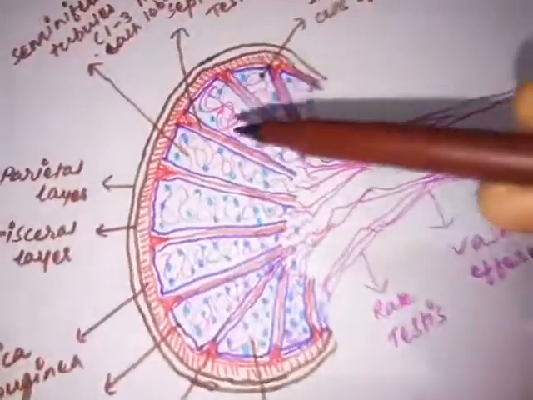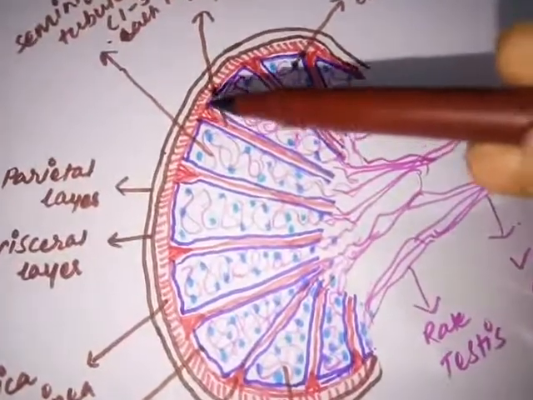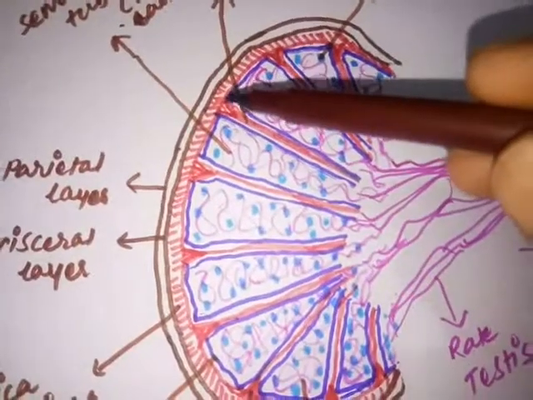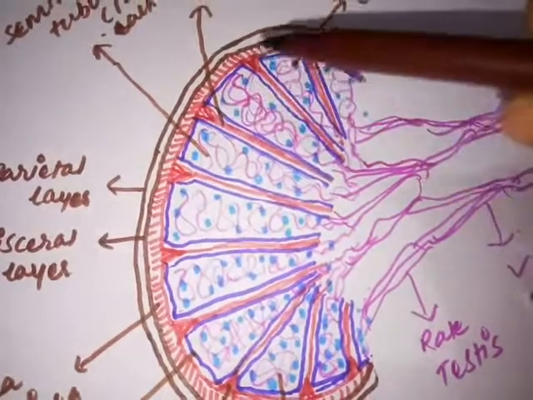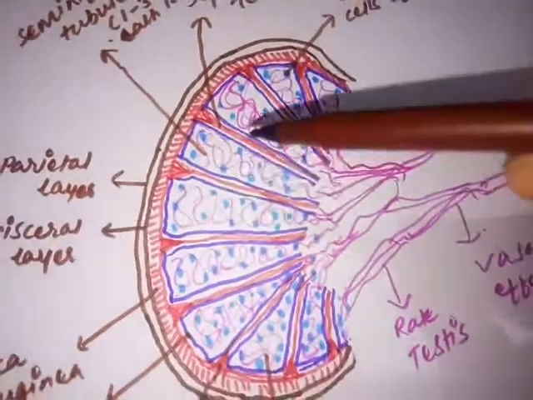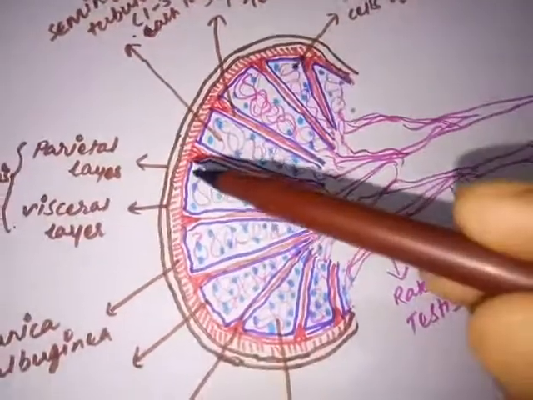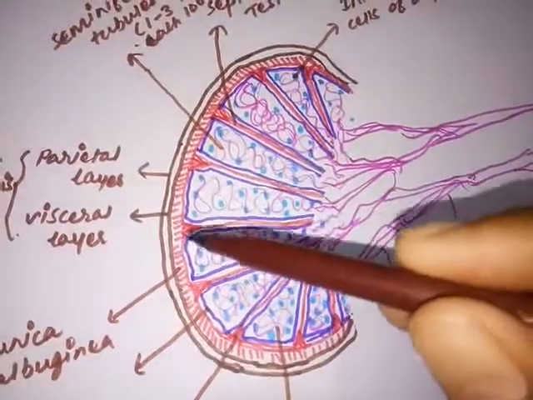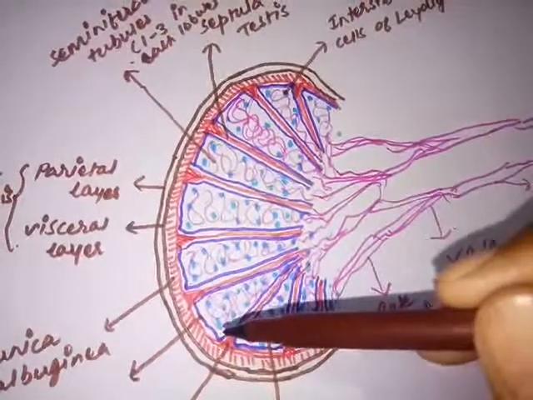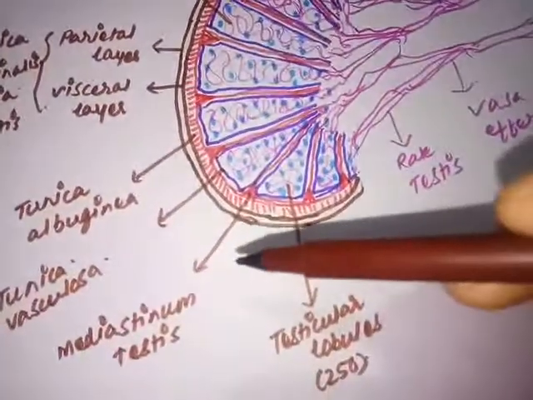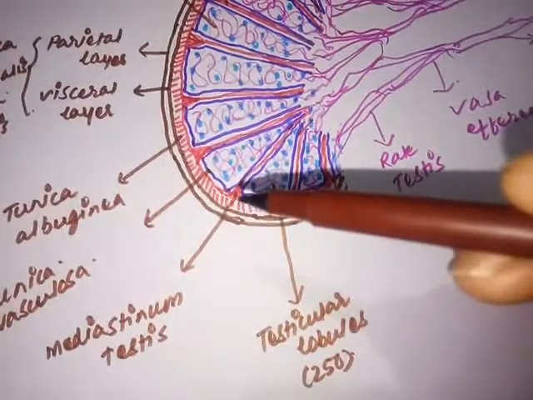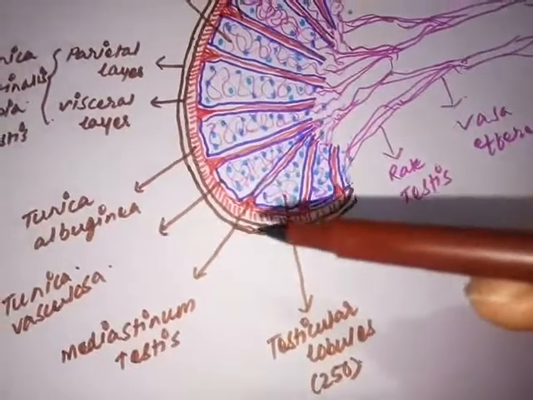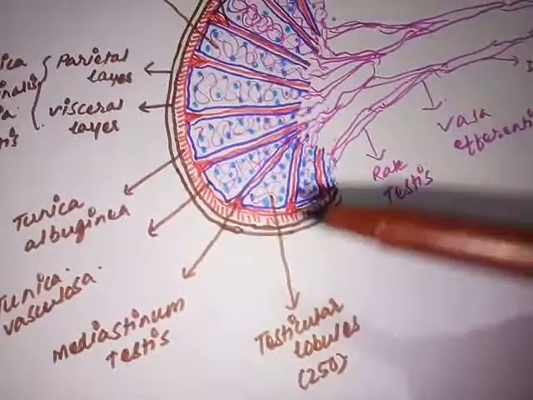Now just see the other structures. Here you can observe the tunica albuginea starting to depress inside. Here also, everywhere, you can observe the tunica albuginea depressing inside. That shallow depression is called what? Mediastinum testis. Are you getting my point? The tunica albuginea starts depressing inside, and due to the shallow depression, another structure is being formed.